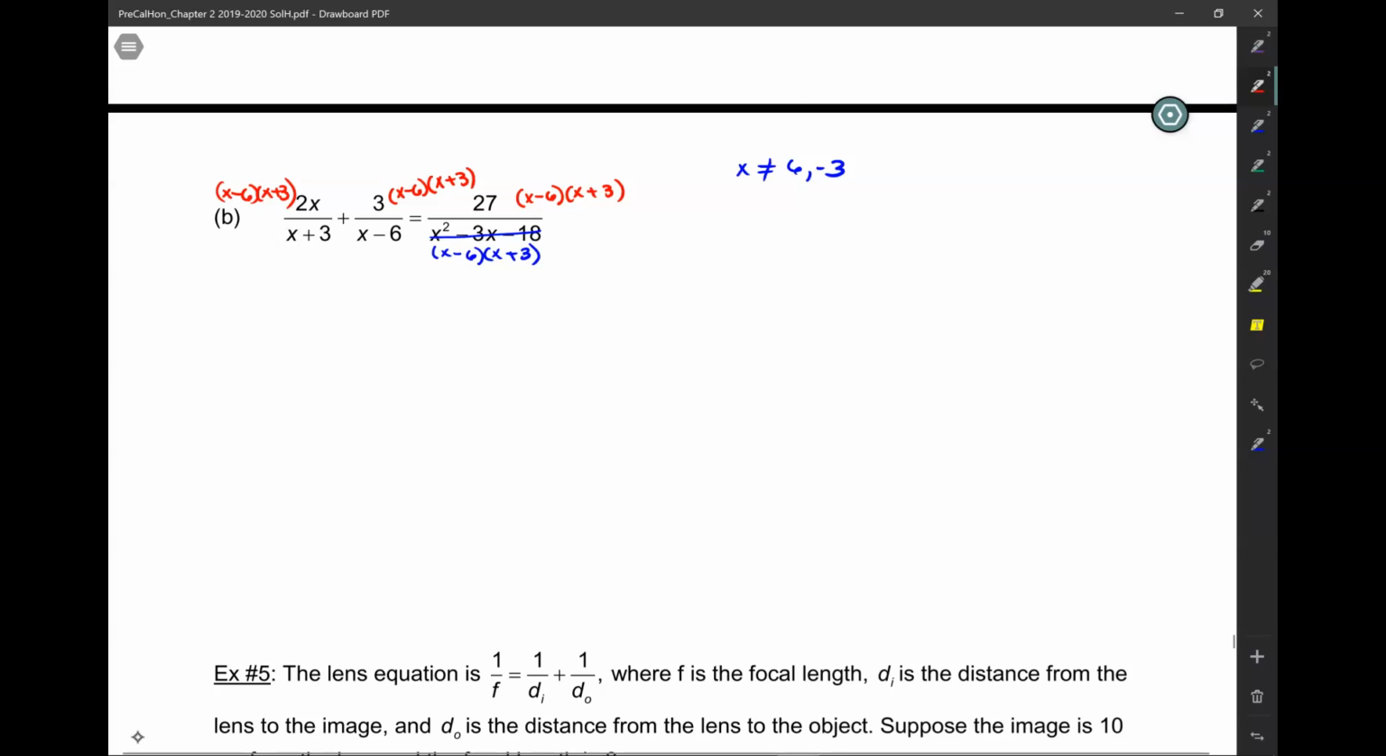Yeah, eventually that's what's going to happen. If you can do it that way from the beginning, that's fine. So the x minus 6's go away and everything cancels there. So what you have now is 2x, x minus 6, plus 3, x plus 3, equal to 27.